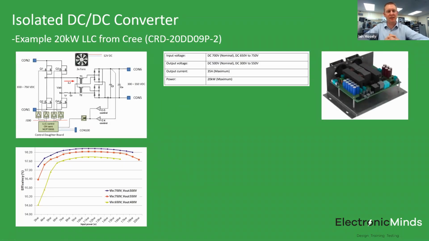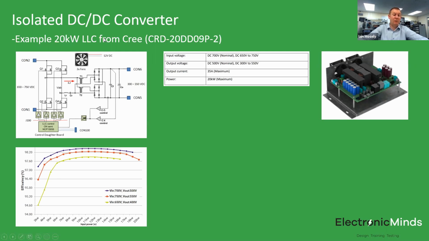Now, the second stage converter, again, there are lots of different ways you can go about implementing that. You need to have isolation, so you need some form of transformer-based topology. And there's an example I've used here, a company called Cree, who manufacture all sorts of high-performance power semiconductors. This is an example taken from their website.